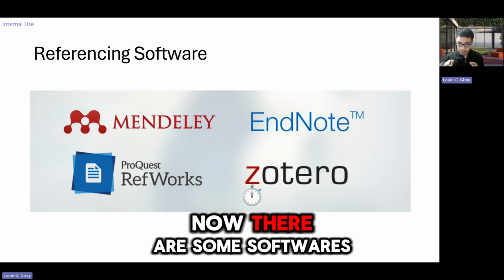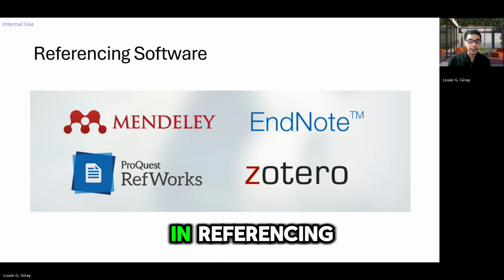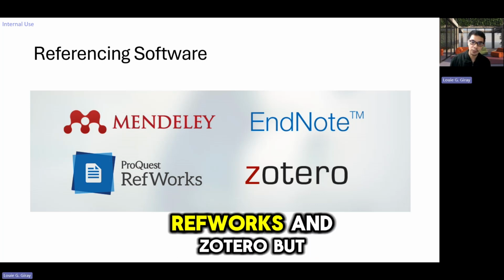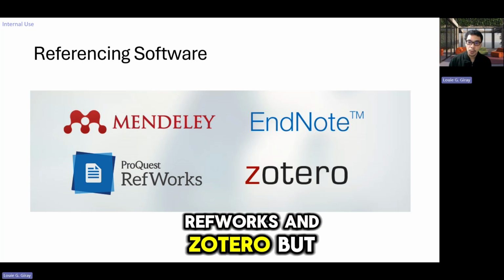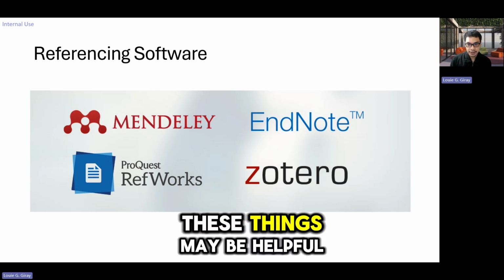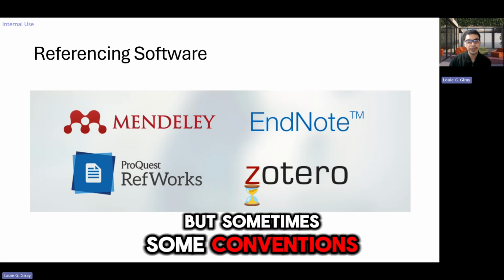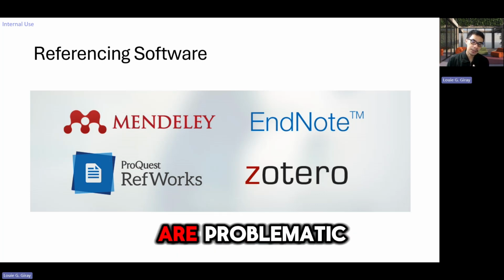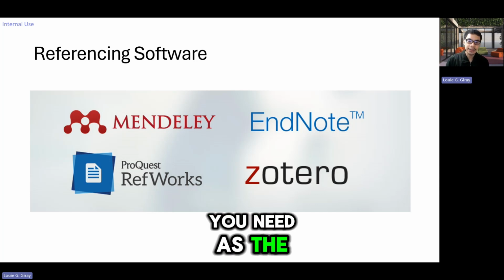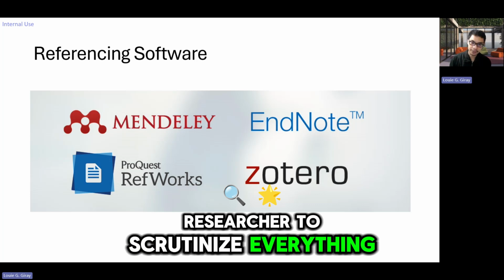Now, there are some software programs that may help you in referencing, such as Mendeley, EndNote, RefWorks, and Zotero. But based on my experience, these things may be helpful, but sometimes some conventions are problematic, and therefore you need, as the researcher, to scrutinize everything.